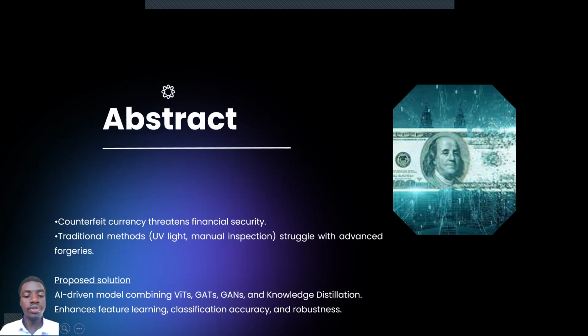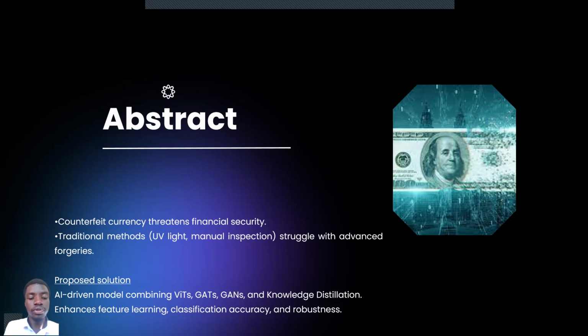For example, if I use a case scenario of Uganda, in December last year, the Post Bank of Uganda gave almost 500 million Uganda shillings to a customer, and this was something that was threatening the financial economy of Uganda. So from there, we have a proposed solution.